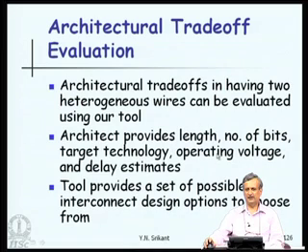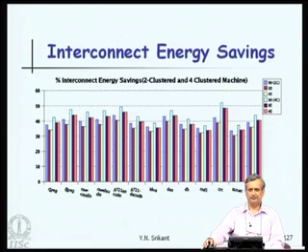The architect provides length, number of bits, target technology, operating voltage and design delay estimates. The tool provides a set of possible interconnect design options that we can choose from. It also tells us how much energy and power consumption happens when a particular interconnect is used. These figures are used by our instruction scheduler in order to estimate whether the high speed interconnect or the low speed interconnect should be used at a particular point in time.